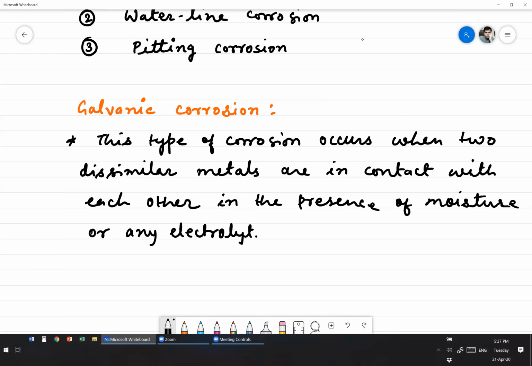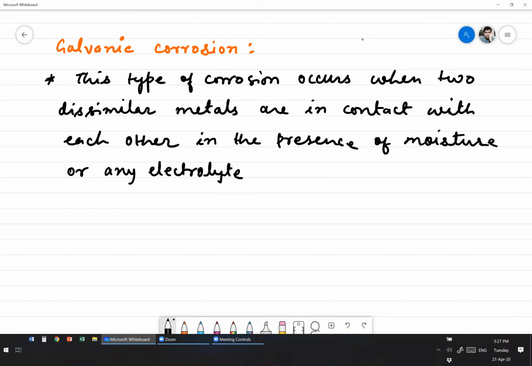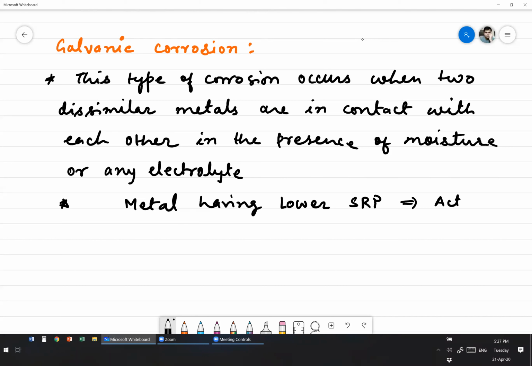So in this case, when two dissimilar metals are in contact and exposed to any electrolyte or moisture, they form a galvanic cell. This type of galvanic corrosion takes place due to the formation of the galvanic cell. The metal having lower standard reduction potential acts as anode and undergoes corrosion.